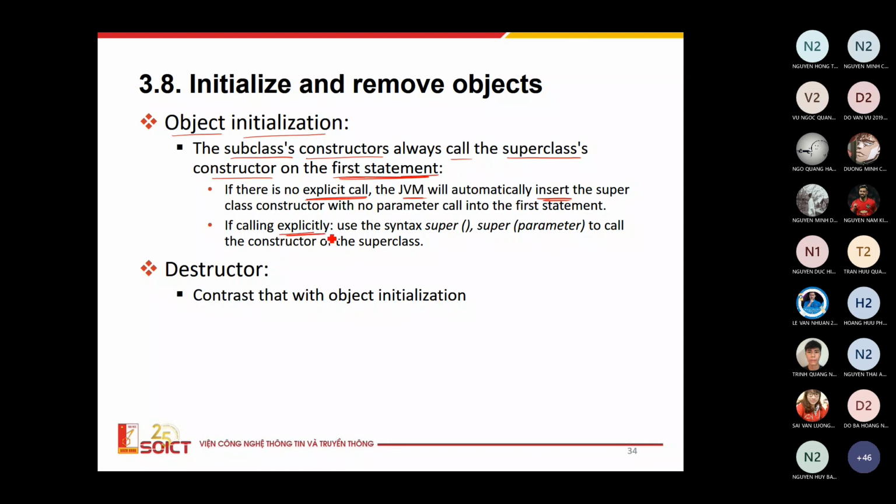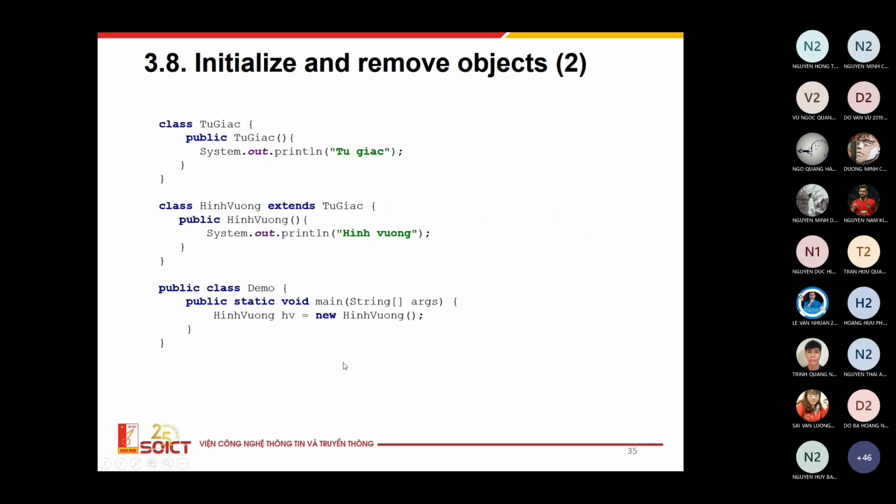Còn nếu các bạn muốn gọi tường minh thì các bạn có thể dùng cú pháp super đóng mở ngoặc. Đấy là để gọi constructor không tham số. Hoặc là super đóng mở ngoặc parameter là để gọi các constructor có tham số nhé. Gọi constructor của lớp cha, và có tham số nhé. Còn đây là constructor lớp cha mà không tham số. Và khi bạn hủy các đối tượng thì nó sẽ đi ngược lại với cả quá trình khởi tạo. Okay, so let's check this example.